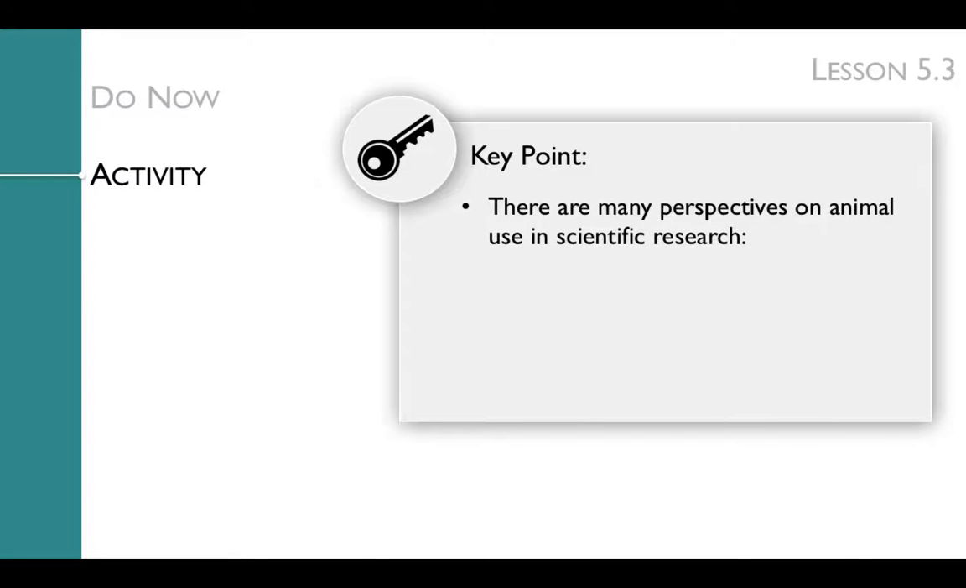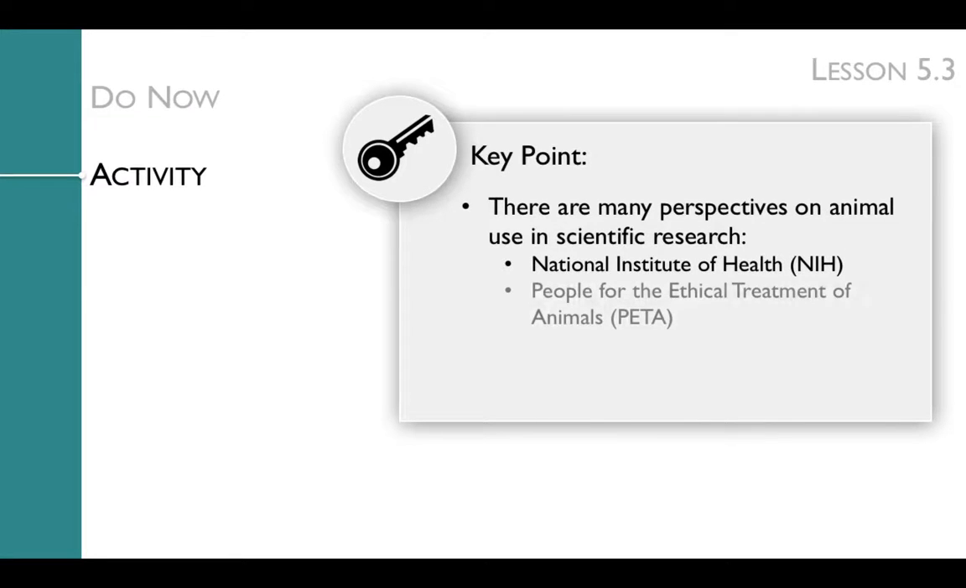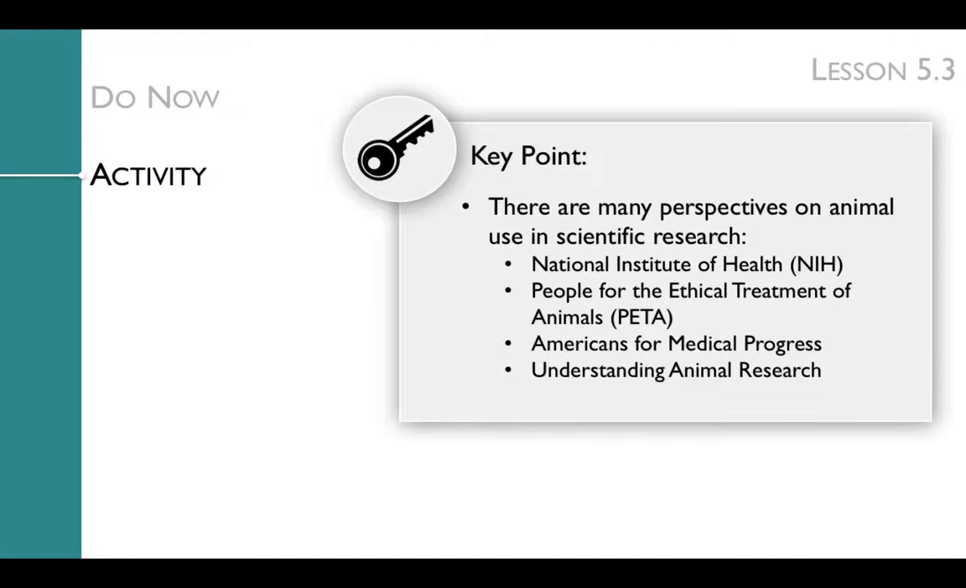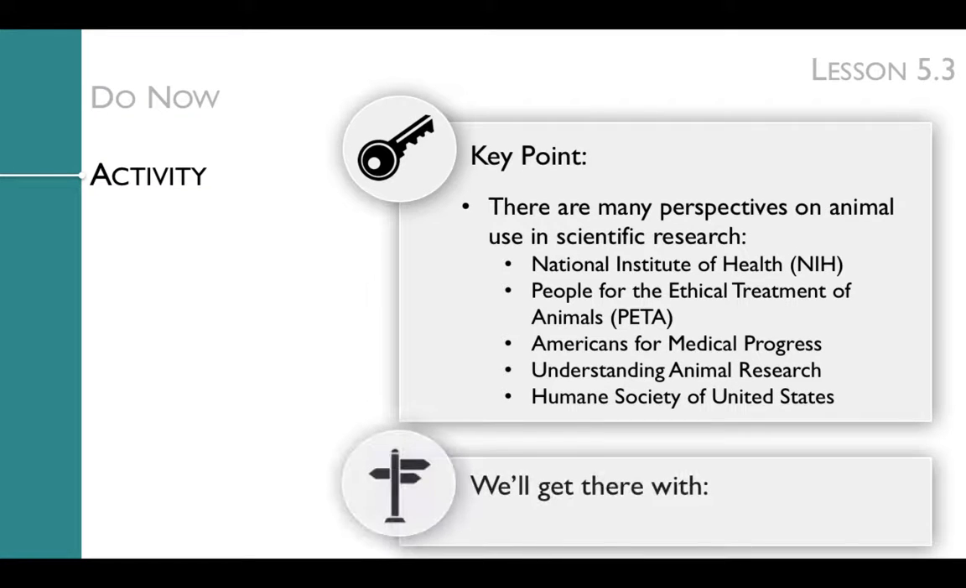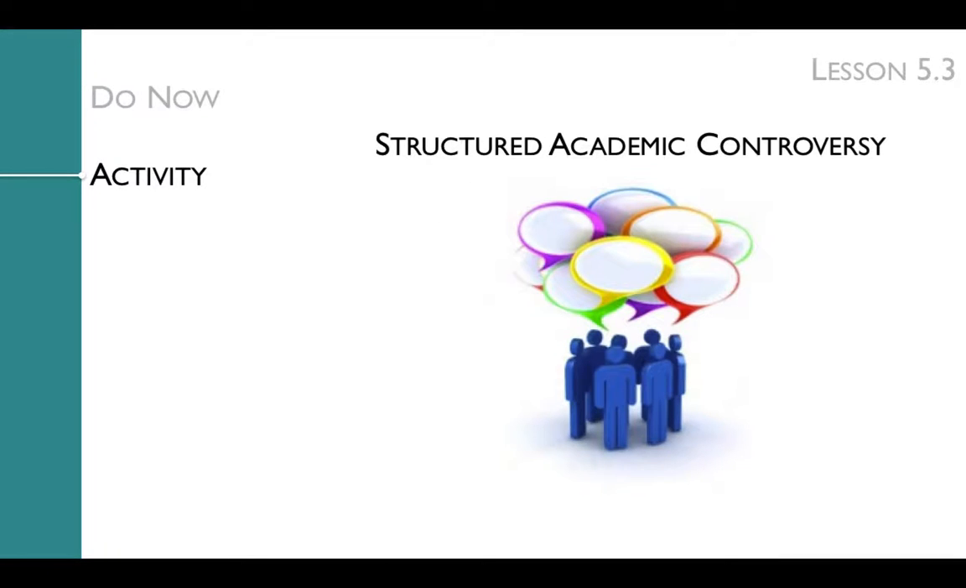Five of the most prevalent perspectives are from the National Institute of Health, NIH, People for the Ethical Treatment of Animals, PETA, Americans for Medical Progress, Understanding Animal Research, and the Humane Society of the United States. We'll get there with a structured academic controversy. During the structured academic controversy, student groups will present a perspective's view on animal use in scientific research. You'll need to remind the students that, as always, proper classroom etiquette is expected and required.